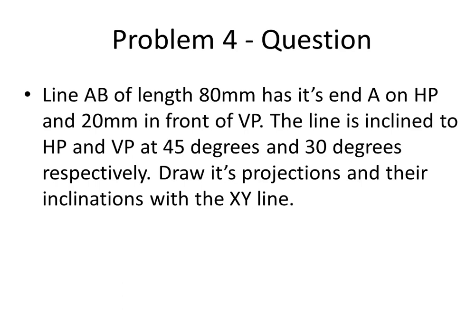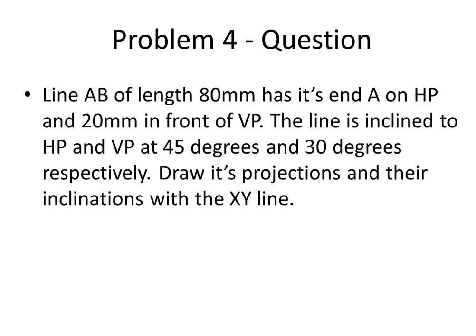The line AB of length 80 mm has its end A on HP and 20 mm in front of VP. The line is inclined to HP and VP at 45 degrees and 30 degrees respectively. Draw its projections and their inclinations with the XY line.